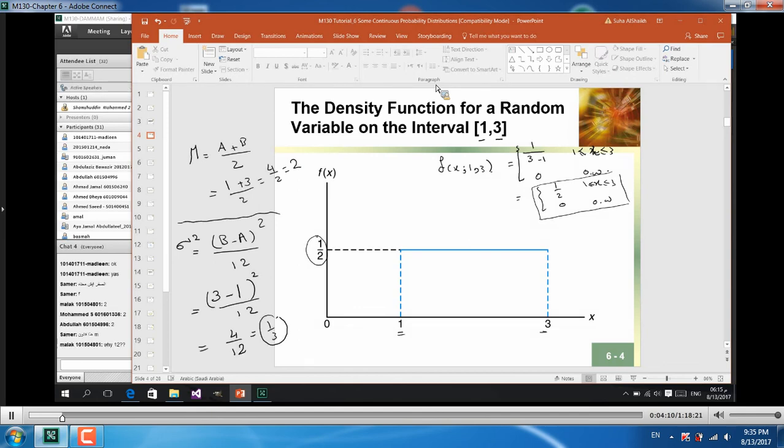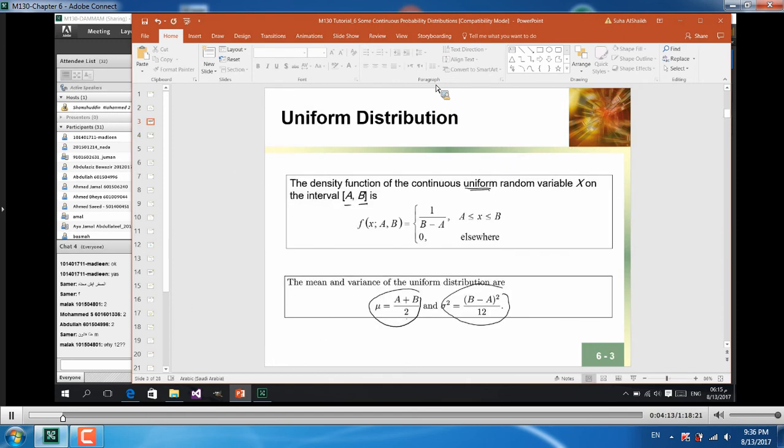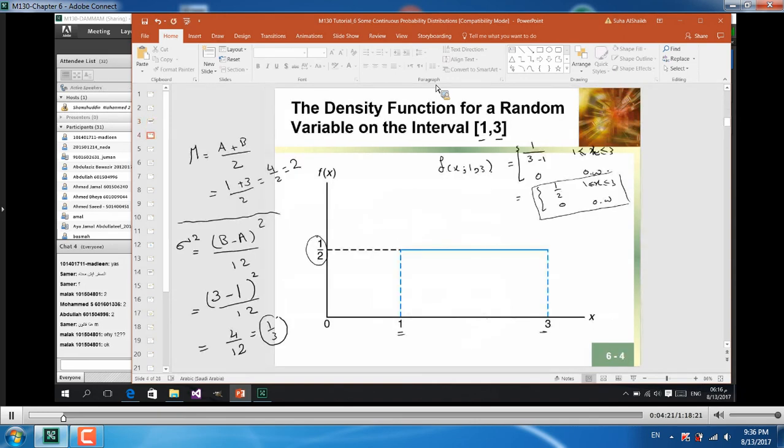It's the rule, dear. Why 12? It's the rule. b minus a squared over 12. It's the rule here. So this is important for multiple choice questions. They could say you have a density function given by the uniform distribution on the interval 1 to 3. What will be the mean? What will be the variance? This could come as a multiple choice question.